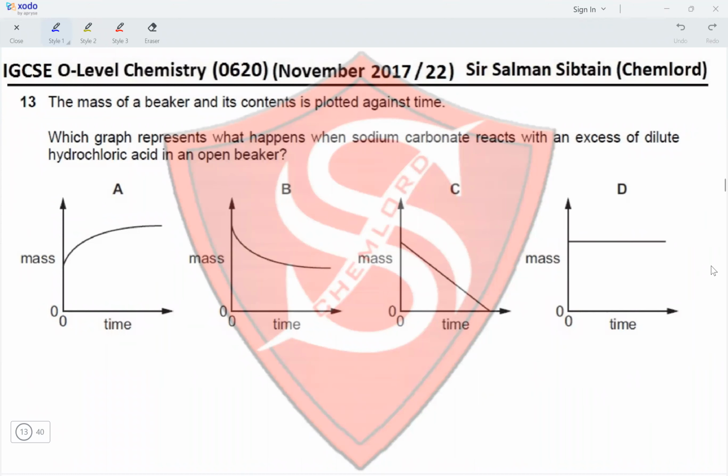Question 13. The mass of a beaker and its contents is plotted against time. Which graph represents what happens when sodium carbonate reacts with an excess of dilute hydrochloric acid in an open beaker? Since the beaker is open, we would have loss of carbon dioxide gas, so the mass would start to decrease. So this eliminates options A and B because they do not show a decrease in mass. It also eliminates option C because it shows the mass reaching 0, which is not possible because the beaker and its contents, after all of the CO2 has been removed, will still have some mass left. So that makes option B the correct option for this question.